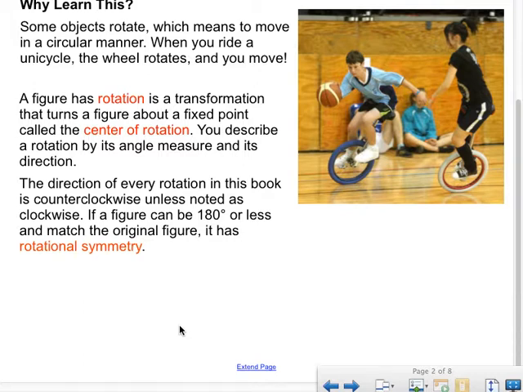If a figure can be rotated 180 degrees or less and match the original figure, it has rotational symmetry. So you can rotate a figure clockwise or counterclockwise. Just how this book is, they're saying if I don't tell you which way to rotate it, then assume it's counterclockwise. Connexus, the assessments, are a little different than that. Know which direction, counterclockwise, clockwise. And I'm going to review that with you in this lesson. Okay, so that's a bit to talk about, but this is the third transformation we're learning about: rotation.